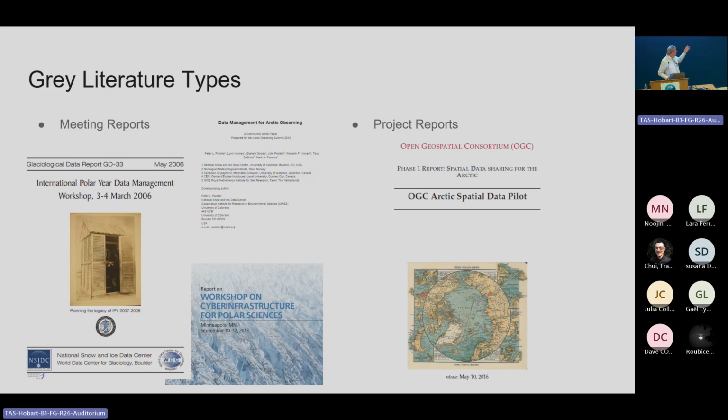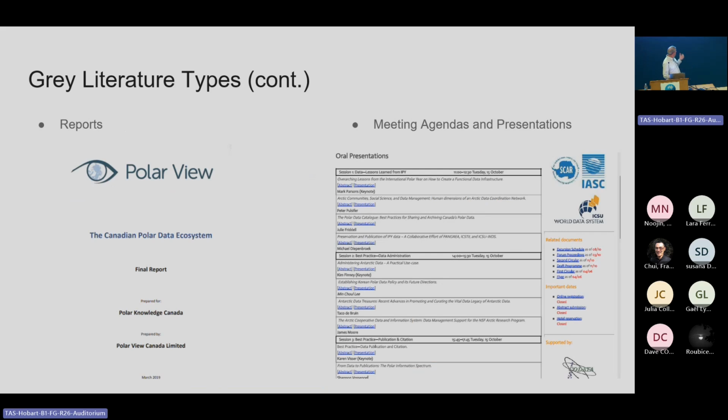We have project reports, things like there's an OGC spatial data pilot, I think a 100+ page report. A lot of work went into things like that. Other reports, David led one on the Canadian polar data ecosystem, but it links to international. And then where I think we have a really rich resource, but the one that would be data archaeology or publication archaeology, are the things like the meeting agendas for meetings like this and all these presentations, which I think are there somewhere, but they would take some effort to access.